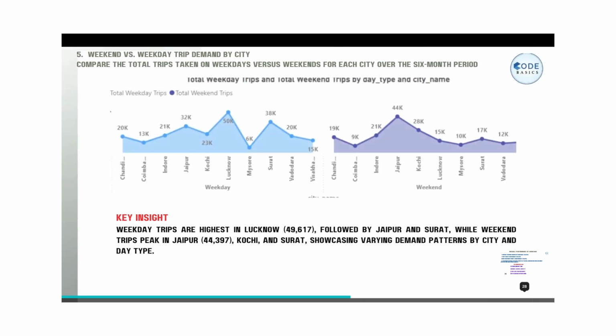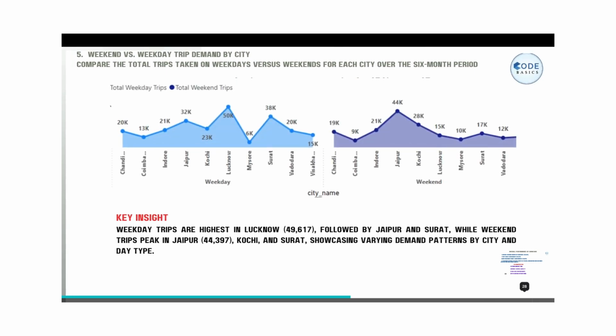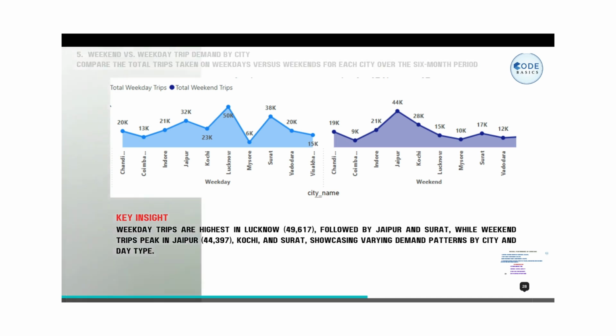Question number 5 is weekend versus weekday trip demand by city. Weekday trips are highest in Lucknow, that is 49,617, followed by Jaipur and Surat, while weekend trips peak in Jaipur, that is 44,397. Kochi and Surat showcase varying demand patterns by city and day type.